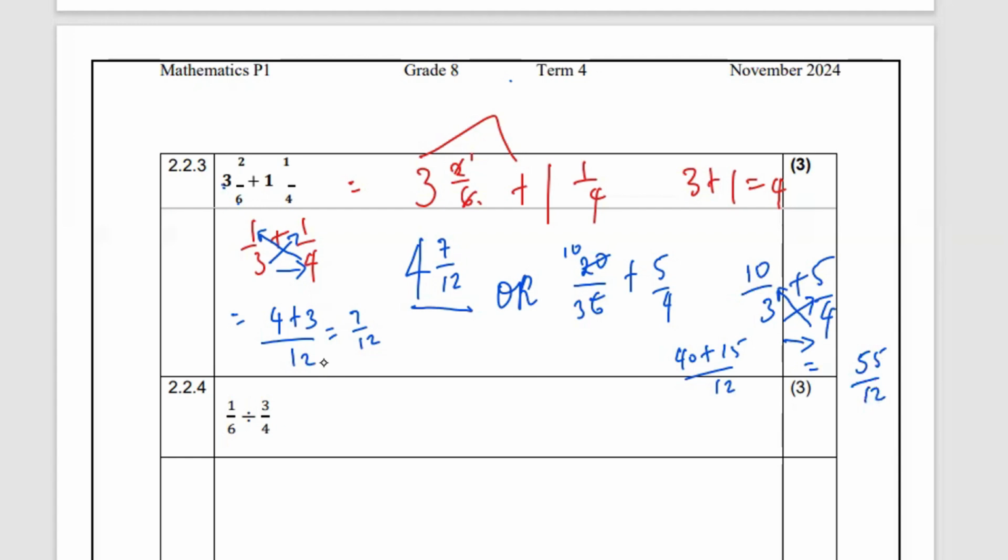And then the question is, how many 12s can we get in 55? So it's basically 4 12s, because 4 12s will give us 48. And then 55 minus 48, we get 7 as a remainder. So 4 whole numbers, remainder 7. So 4, 7 over 12. That is option number 2.